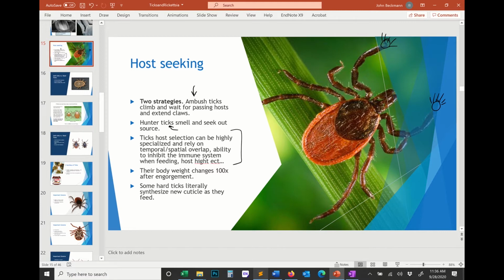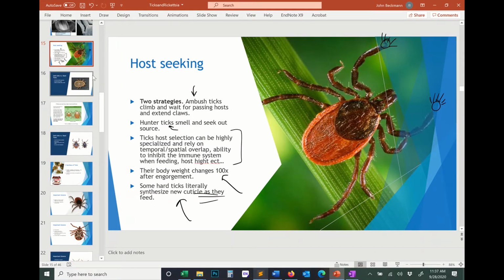So these are like the biggest engorging organisms, I guess, in Arthropoda. I think I can say that accurately. And we talked about in the feeding lecture that ticks, when they're blood feeding, will actually have to actively synthesize more cuticle to hold the blood meal. So as they're feeding, they have to make themselves bigger to get as much as they can. Yep, so I say that here. Some hard ticks literally synthesize new cuticle as they feed.